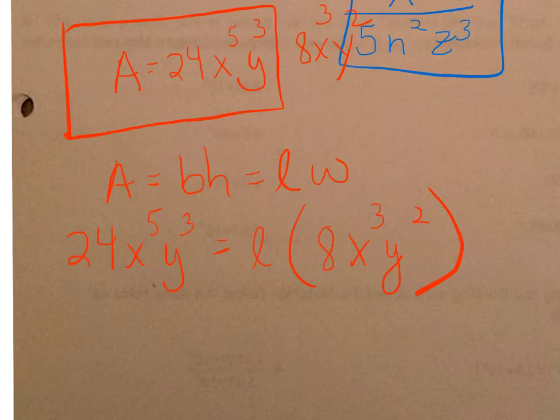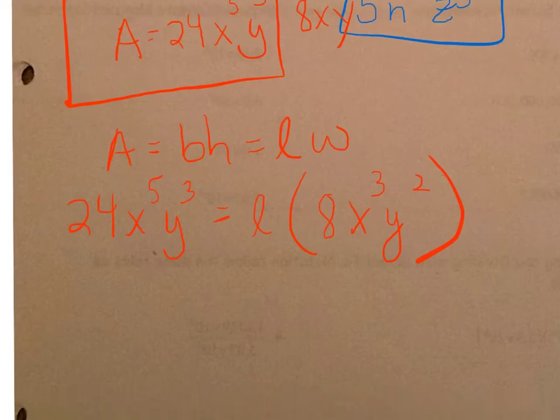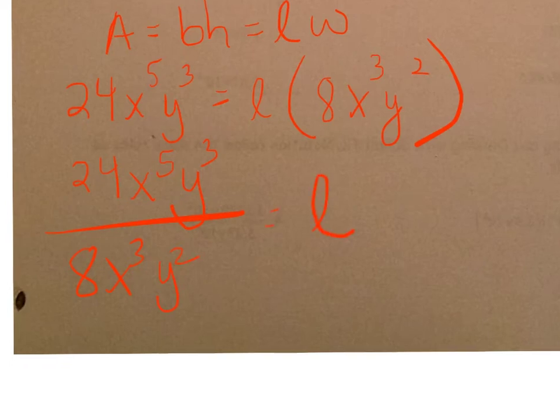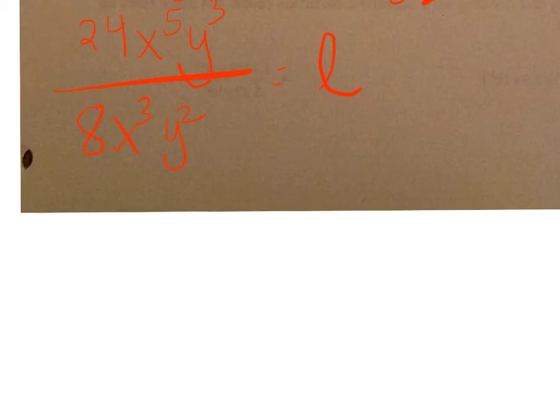All right, now think of all the algebra that you know. If we want to get L by itself, it means we're going to divide this width over. So what it's going to look like on the left-hand side is that area that was given divided by 8x cubed y squared. Now, let's think of all these properties we just learned. We're going to go ahead and divide 24 over 8. Don't subtract those, you divide those. Then we're going to subtract those exponents for x's and for y's. Now we know our length.